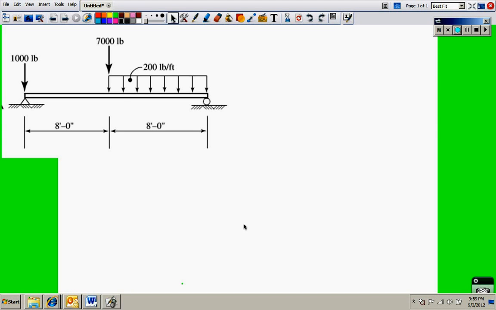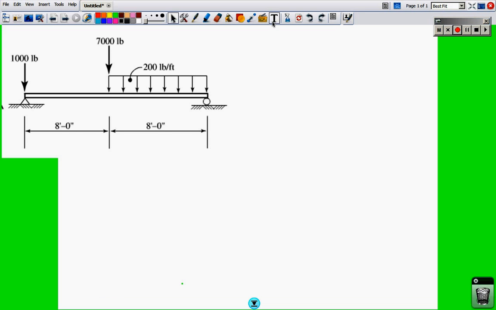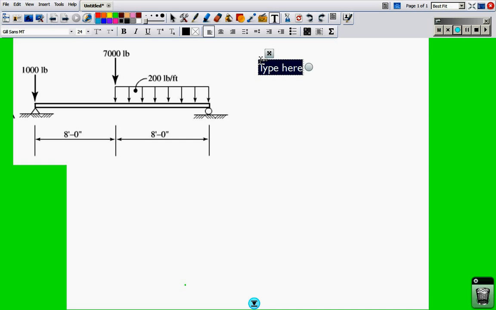Okay, so this is the solution to problem 334, and your textbook asks you to find the resultant and x bar, which is the location of the resultant. Alright, so let's start by first taking this distributed load and turn it into a single load at a single point. Normally we call that W, which is equal to 200 pounds per foot times, and that's over a distance of 8 feet.